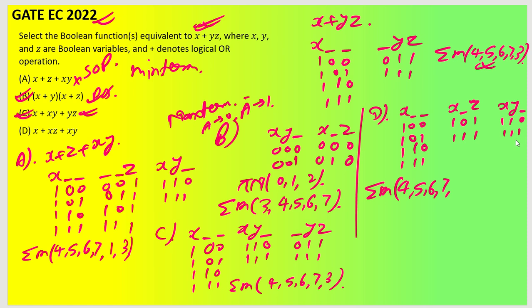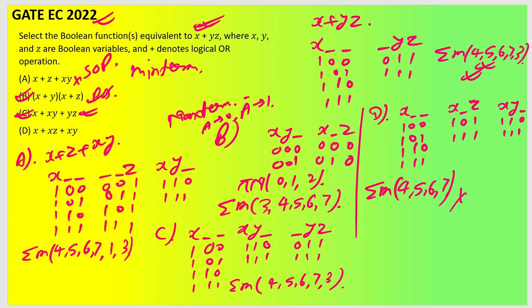It is again 6, 7, so it is already there. So we have only 4 terms. This is not matching with this one. Okay. So this is not matching with this one. It means this is not equivalent. So only B and C are the options. So this was actually a multiple choice question, and these two are the values.